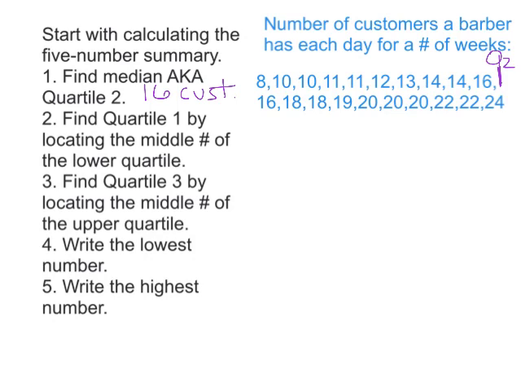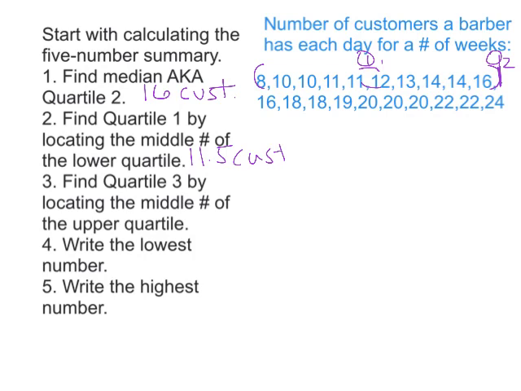So median first. To find the lower quartile, you take the numbers below the median and you find the median of that one. The middle number is going to be between the 11 and the 12. That's Q1. So Q1 in this case is going to be 11.5 customers. So 25% of the time he had about 11.5 customers or fewer, with an average of 16 customers per day.